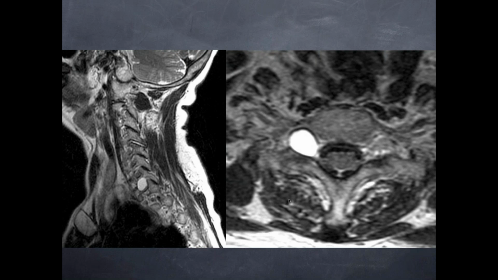Okay, so sagittal and axial T2, fluid signal intensity along the right neural foramina. So any kind of cyst, okay. Perineural cyst, right? Yeah, there's several different names for these. Good.